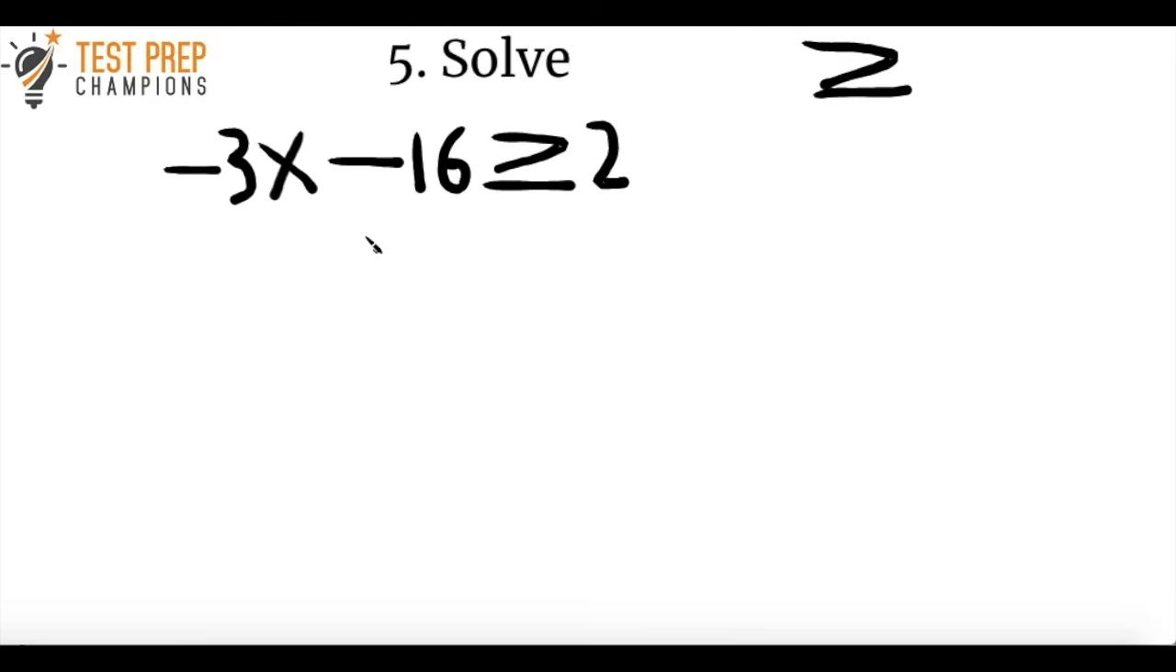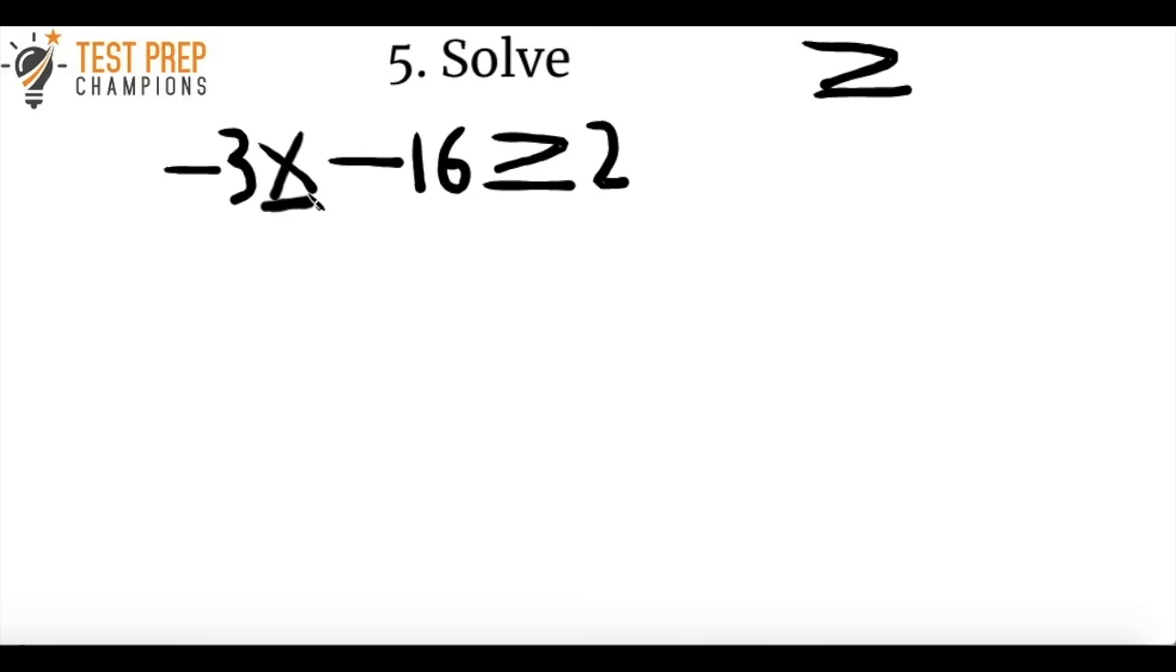So here we've got negative 3x minus 16 is greater than or equal to 2. So when I say solve an equation here, what we want to do is we want to isolate the variable. So we want to find our variable. Variable is just another word for an unknown. So this x is a number. We don't know what it is, though. That's why we call it a variable.